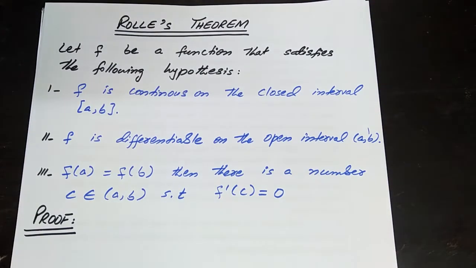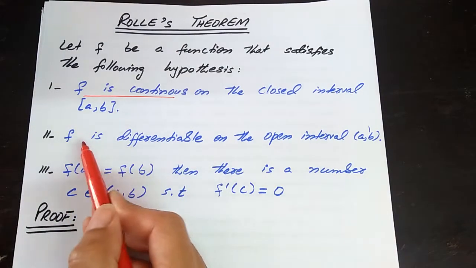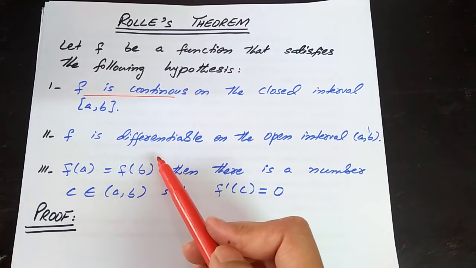This video contains the proof of Rolle's theorem. First of all, what is the statement of Rolle's theorem? Let f be a function that satisfies the following hypothesis. F is continuous on the closed interval AB. F is differentiable on the open interval AB. These are the given things.